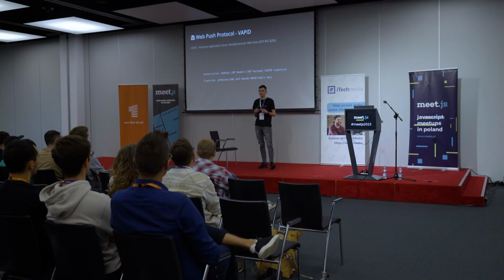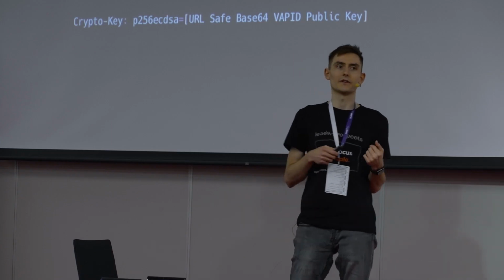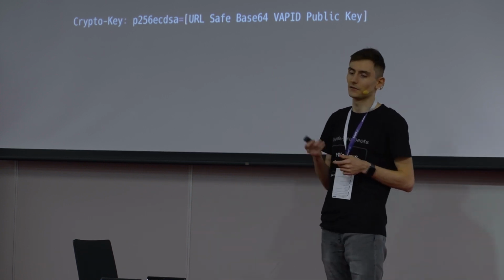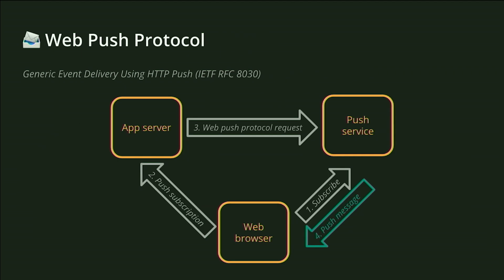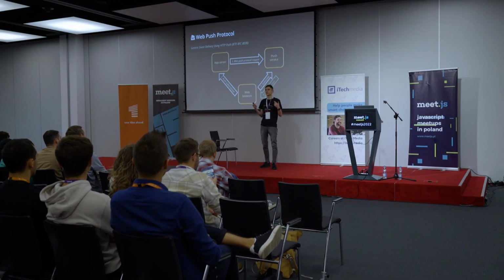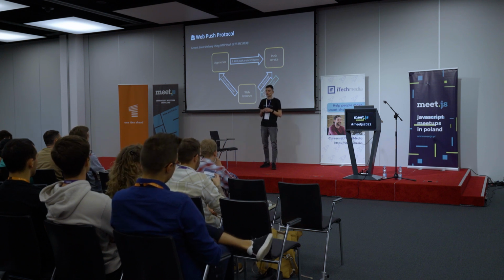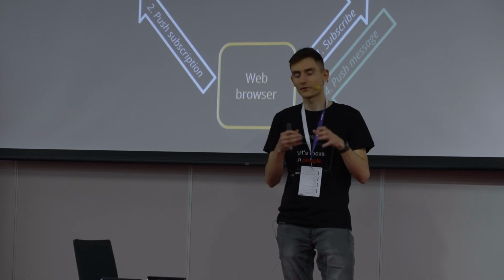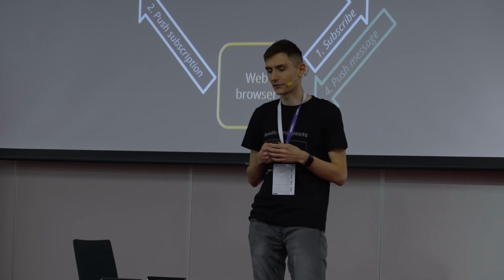Additionally, because we are using an asymmetric algorithm for signing, we have the private and public key, so we need to add a crypto key header to put this public key into it. So we finally have a properly authorized request that came to the push service, and it was accepted. Later, the push service is responsible for finding our web browser and our application, and sending the push message as the push data to the web browser.